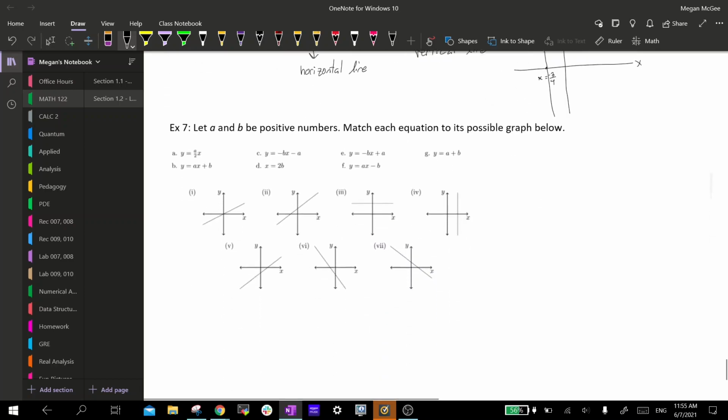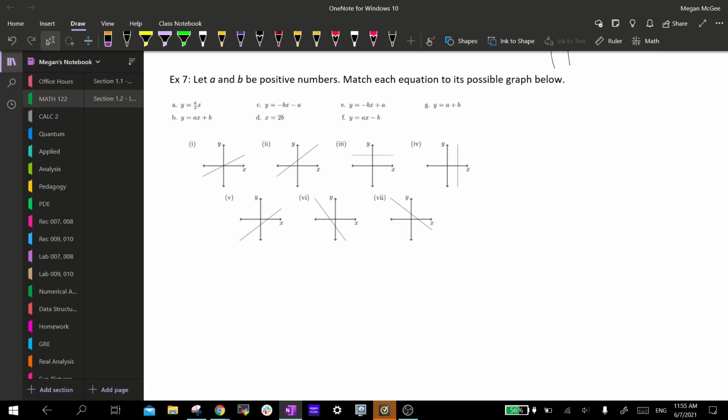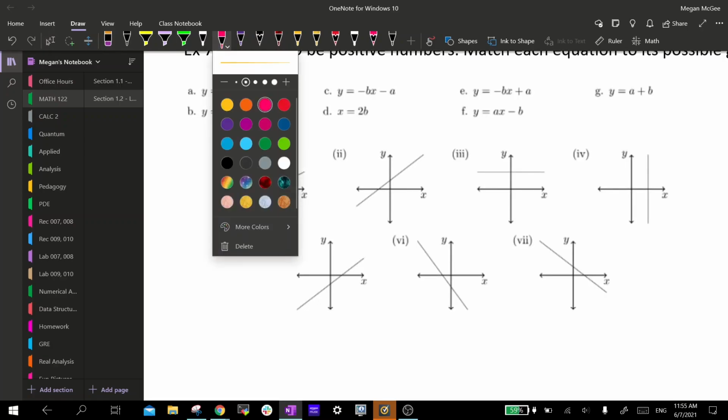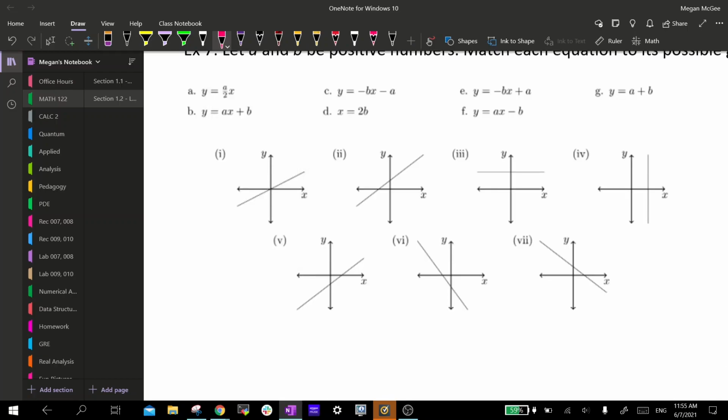Alright, so last problem for today, problem number 7, is just matching some equations to the graphs. I'm going to use a different color here. Let's use this kind of fuchsia-y color, so it's a little easier to see with all these lines going around.